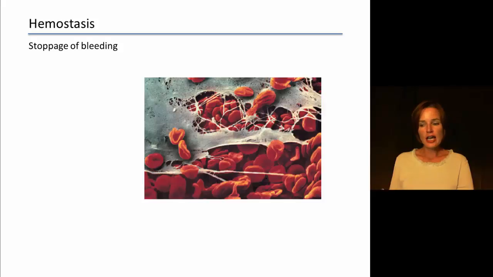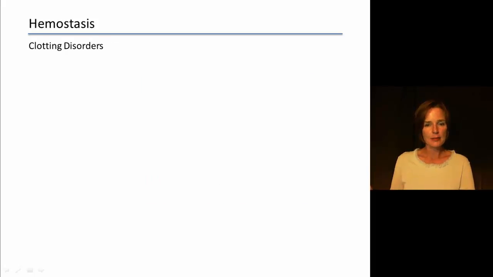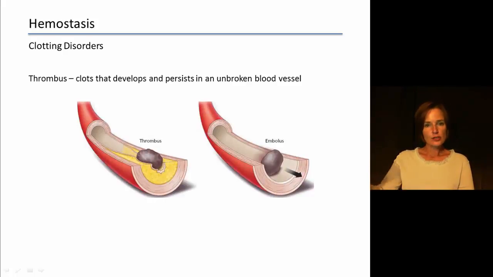Now here's just a closer look at it. In this picture, we're seeing the mesh that would be forming to create that actual clot. There are a number of clotting disorders that can take place if there's an error in this overall process. These clotting disorders can result in a number of different errors in the process, but we get a thrombus, which is going to be a clot that develops and persists in an unbroken blood vessel. Now, sometimes that thrombus is going to stay in position. Sometimes it actually dislodges and then it moves. If it does dislodge and move, it's called an embolus.